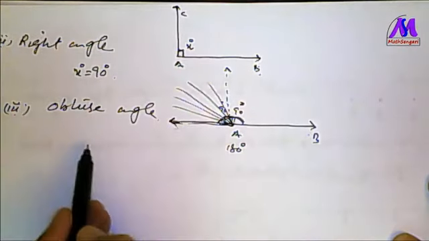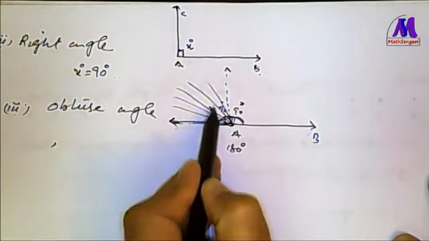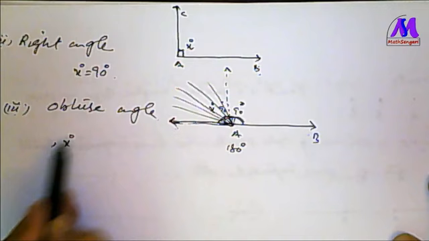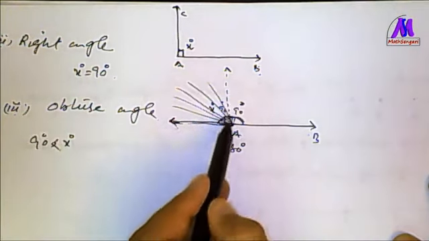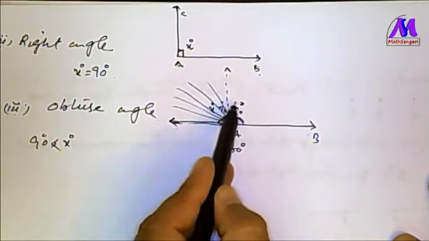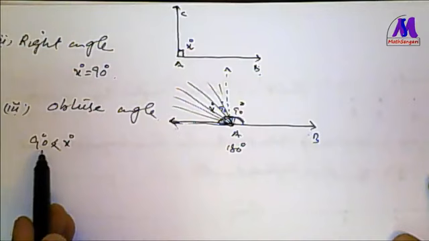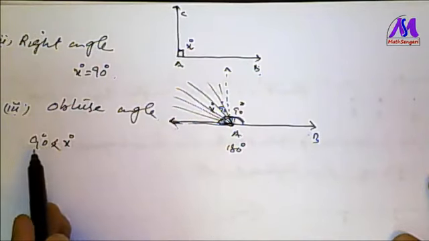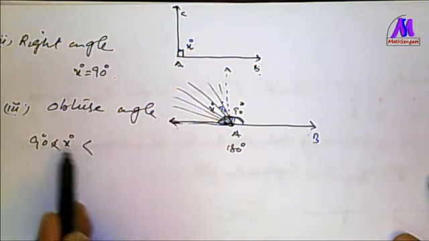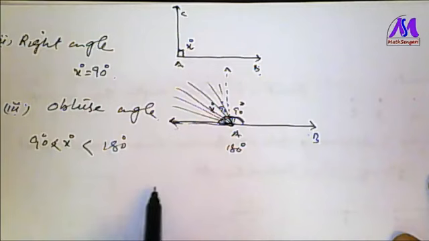And mathematically we define it, for example, as x degrees. Then x degrees will be greater than 90 degrees, because here is the 90 degree, so it lies on the right-hand side. So 90 degrees is less than x degrees, and x degrees will be less than 180 degrees. So that will be the formation.